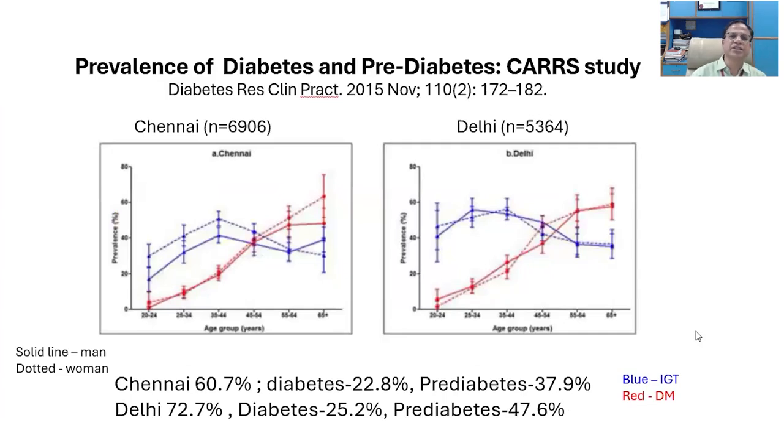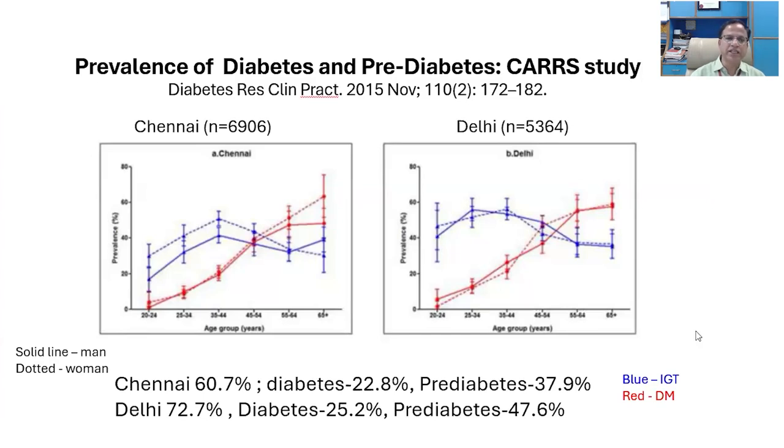So how common is the prevalence of diabetes and pre-diabetes? I'm just representing data from the CARS study. This was one of the largest studies we have done in our country, where our department was also part of it, and we found that in red lines you are seeing diabetes, and the blue one you are seeing IGT.